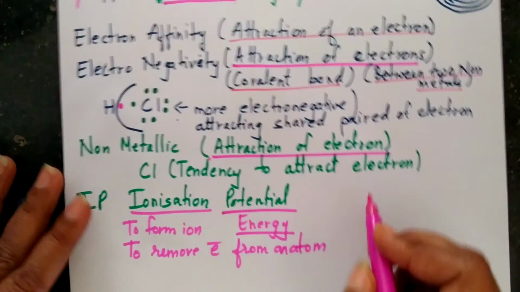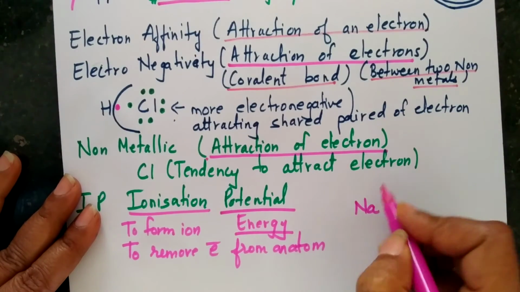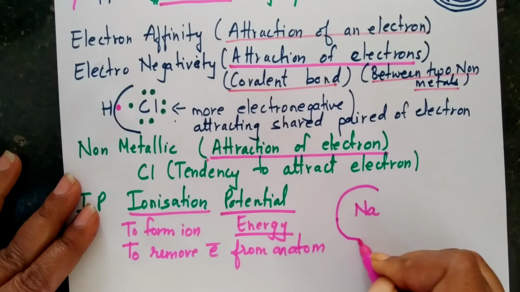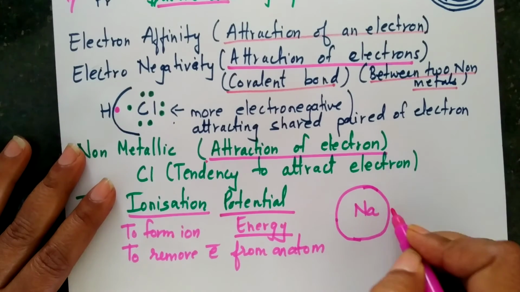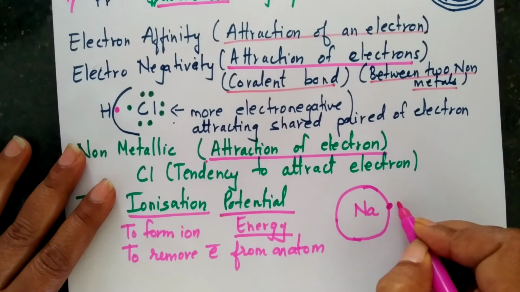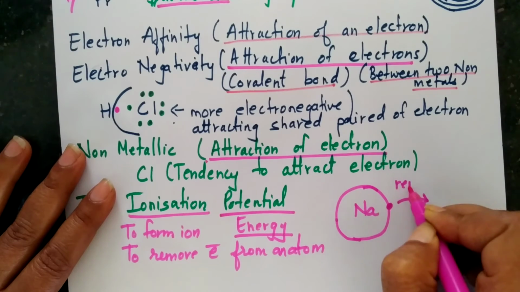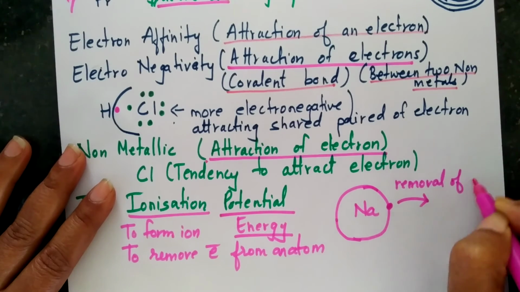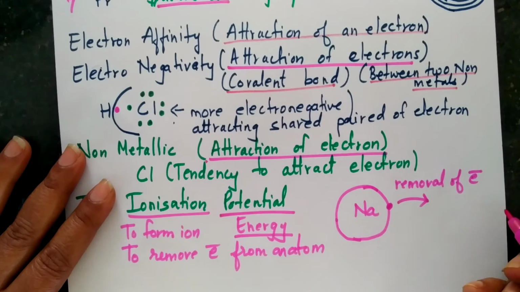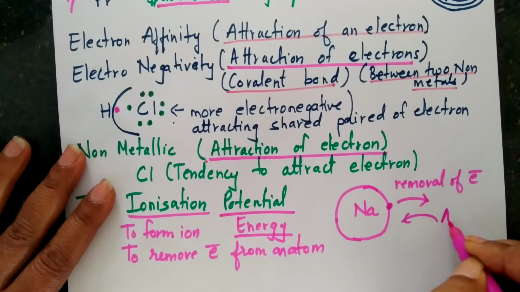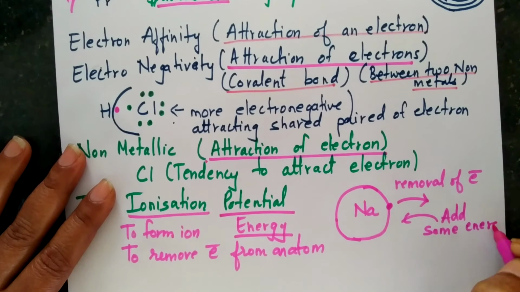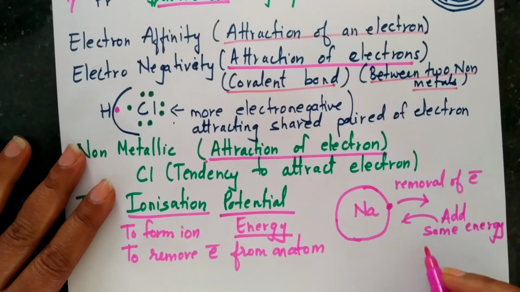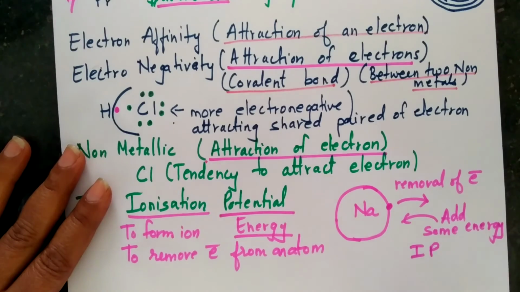For example, sodium has 1 electron in the last shell. In the first shell it has 2 electrons, in the second it has 8, and in the last shell it has 1 electron. Now it is to be removed. When you want to remove the electron, you will need to add some energy. This energy which is required is called ionization potential. So let us study ionization potential.